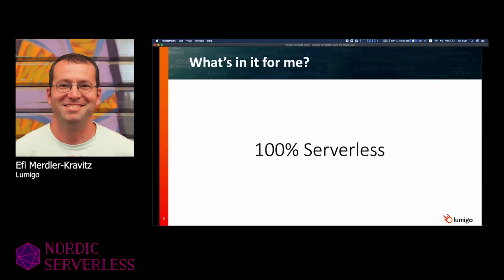So what's in it for me? A good question. Lumigo is a 100% production serverless company. We use our own product to monitor our production environment, eating our own dog food. I want to share with you today the tips that we've gathered along the way on how to monitor your environment.